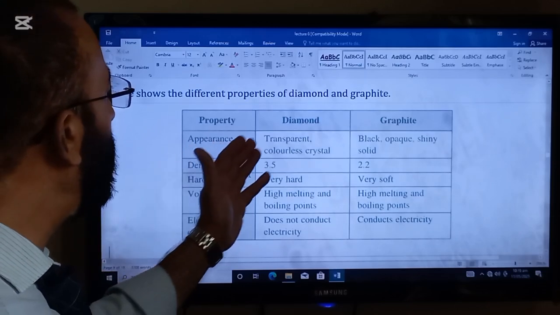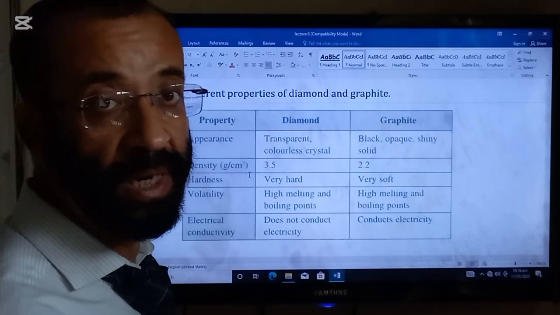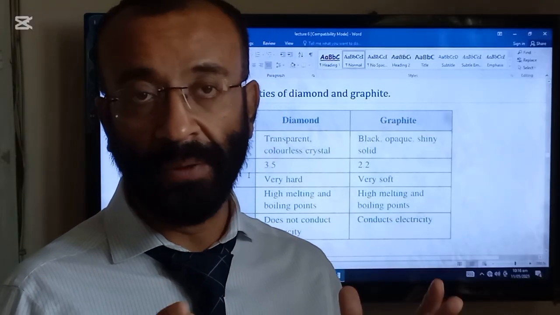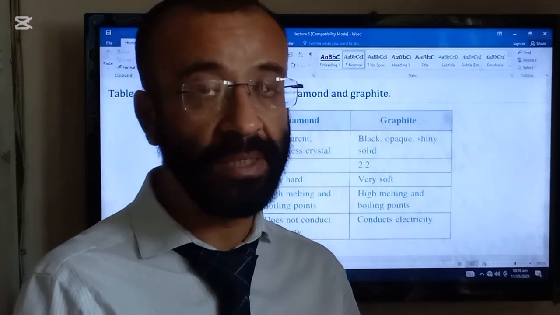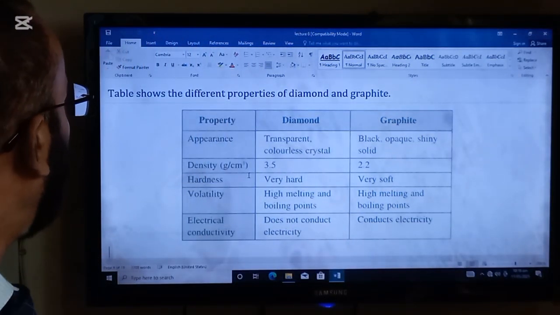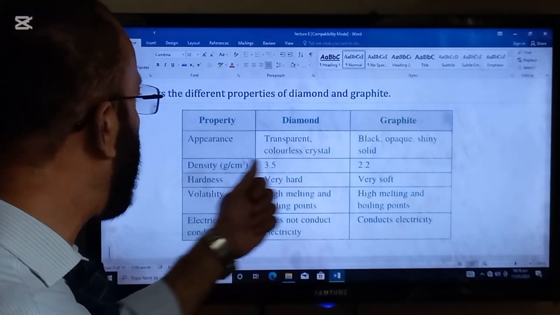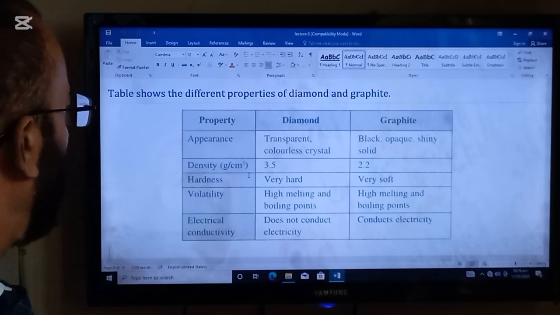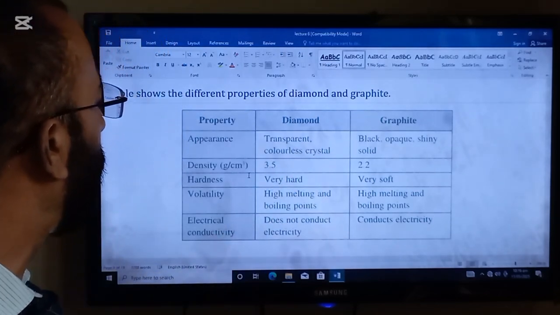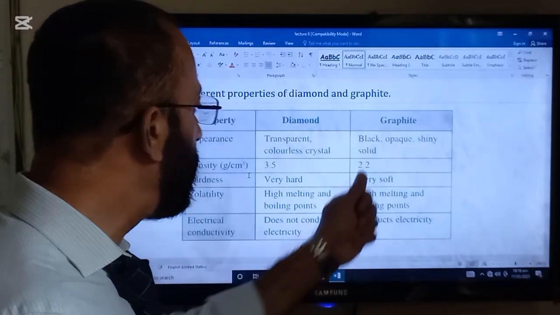The table shows the different properties of diamond and graphite. This is a very important question which frequently comes in the paper. So concentrate yourself. We are going to read the differences between diamond and graphite. The first property which is going to be discussed in both diamond and graphite is appearance. Diamond is a transparent, colorless crystal, whereas graphite is a black, opaque, shiny solid.